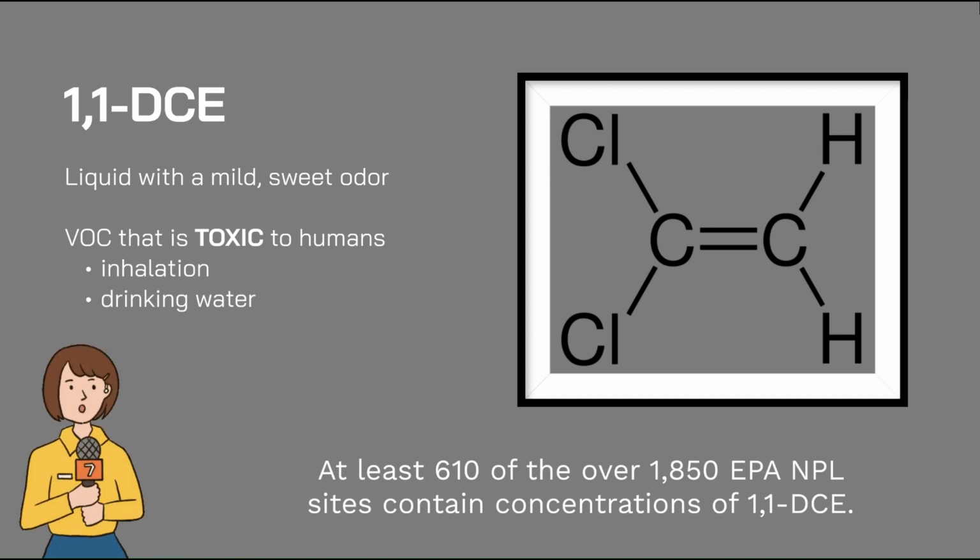1,1-DCE is a volatile organic compound that is toxic to humans. Most common routes of potential exposure are through inhalation or consumption of contaminated drinking water. At least 610 of the more than 1,850 past and present EPA National Priority List sites contained 1,1-DCE as a contaminant.